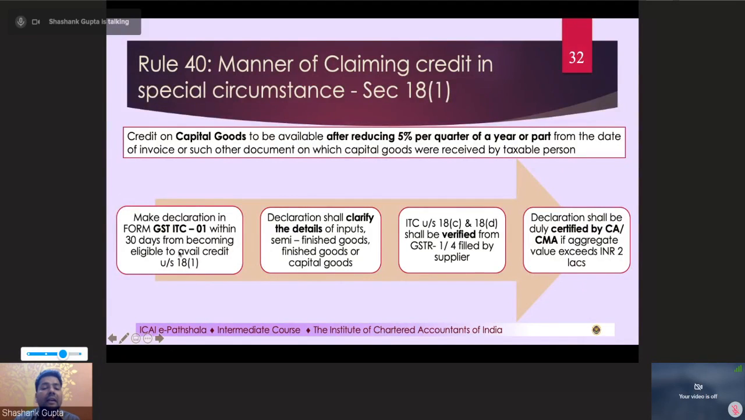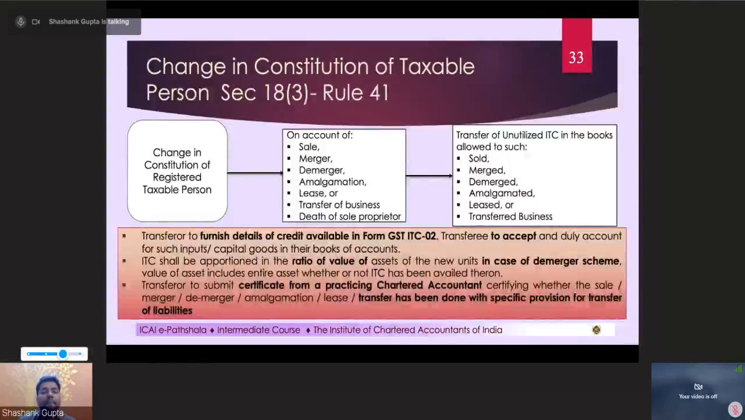And for this a declaration has to be made in GST ITC-01 with all the details. It shall be verified. And if the total credit availed is more than 2 lakhs, then it has to be duly certified by a chartered accountant or a cost management accountant.